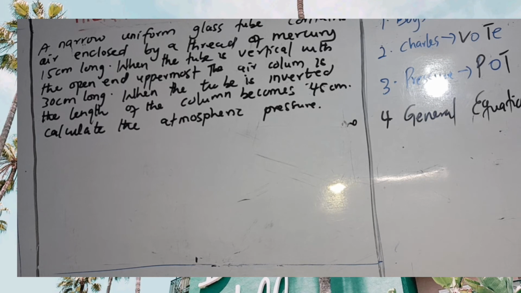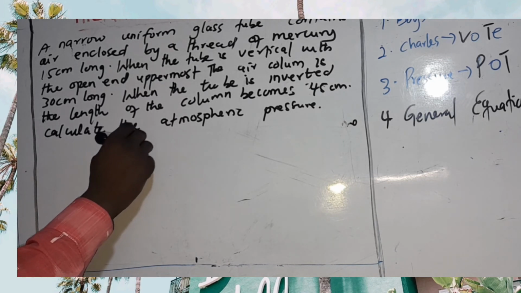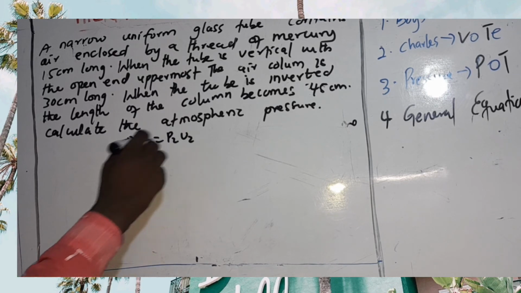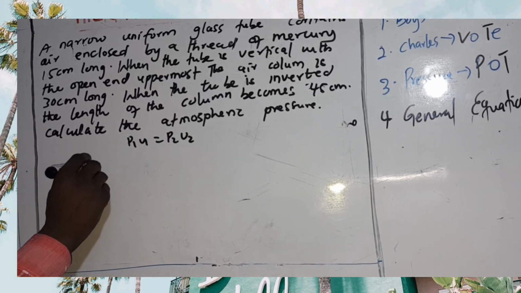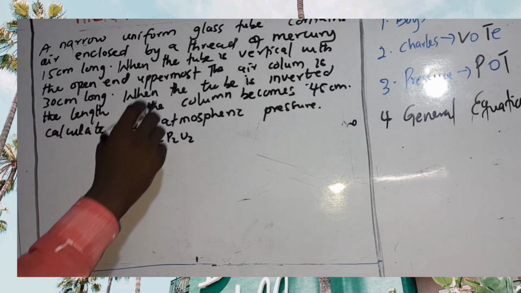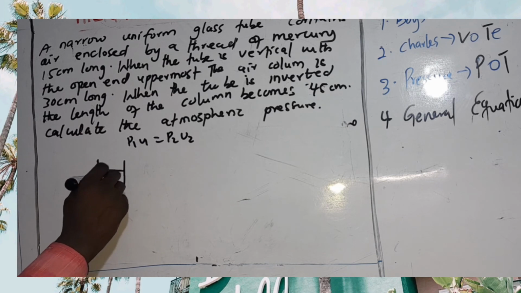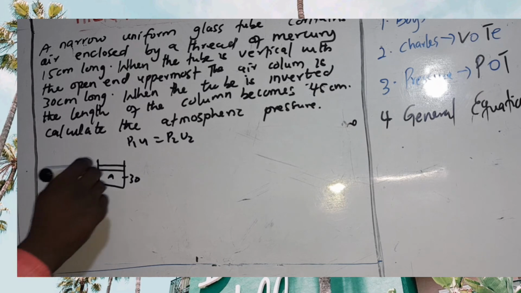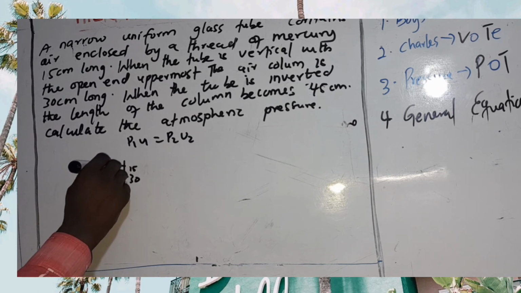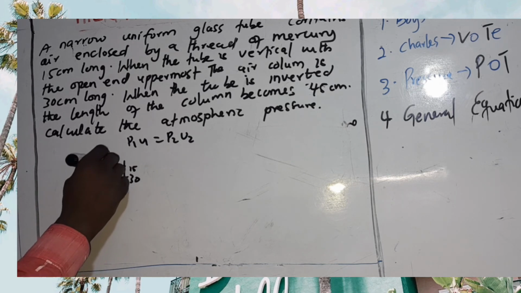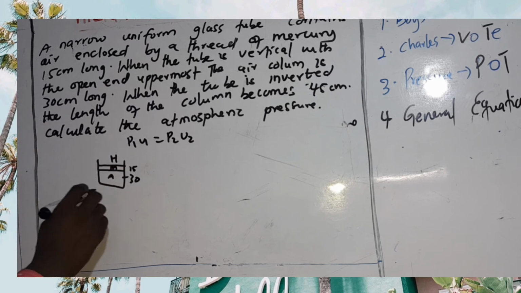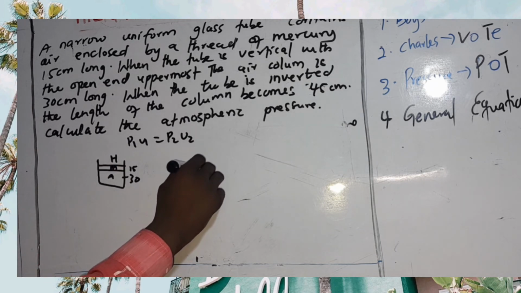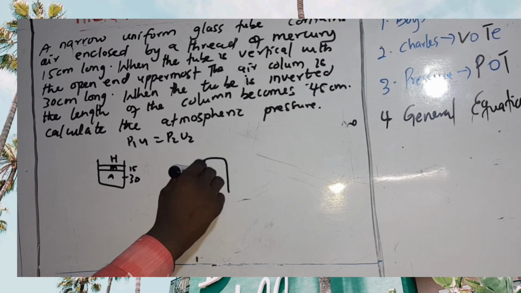For Boyle's law, we know very well that P1V1 is equal to P2V2, and P1 is our initial. Initially, if this is the tube, the air column in the tube was 30 centimeters. Then the sealed mercury was 15 centimeters. I put mercury here, 15 centimeters, and the pressure here will be up. So this is the initial. Then for the final one, we know that it was inverted, so what was the air column?